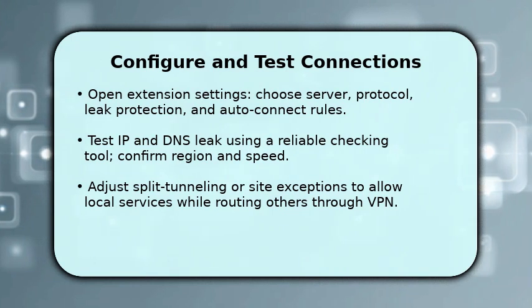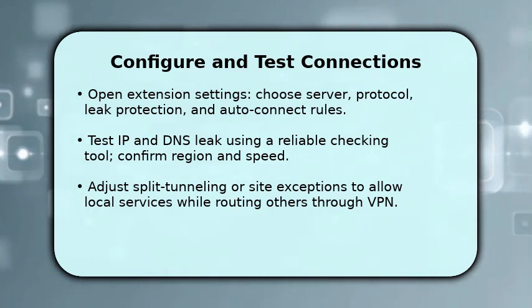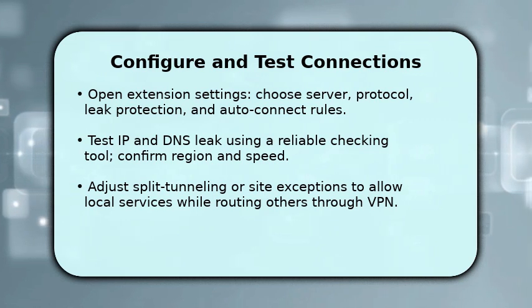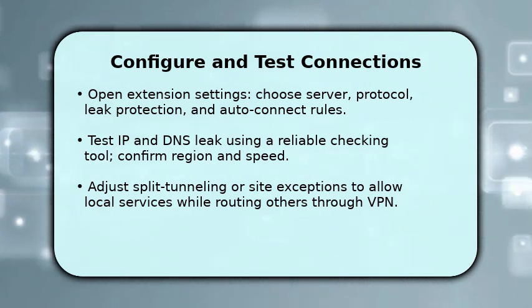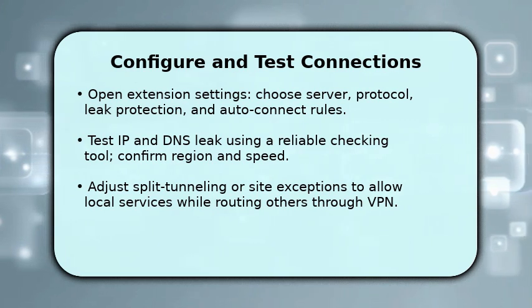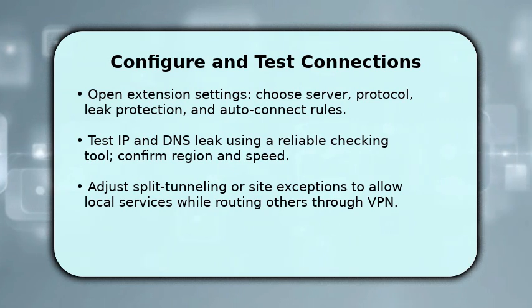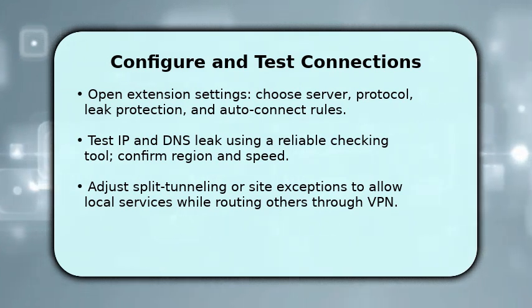Select a nearby or specific country server for the site you need, pick a secure protocol if available, and enable DNS and WebRTC leak protection. Make sure split tunneling is set if you need local network access for printers or media. Then run an IP check and a DNS leak test to confirm traffic is routed correctly.